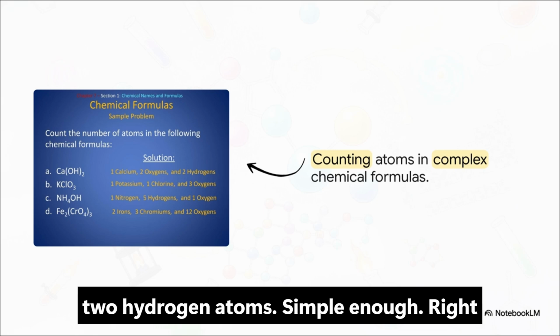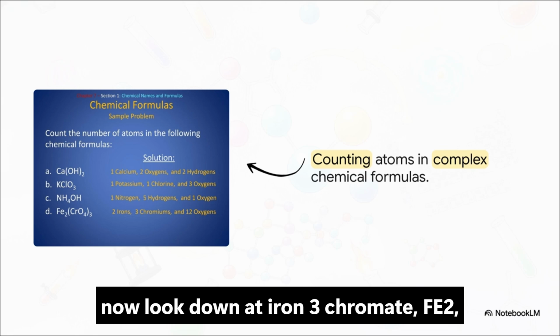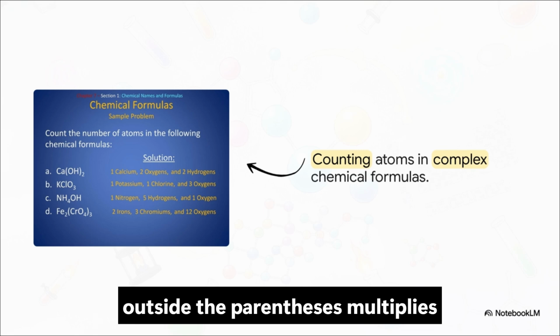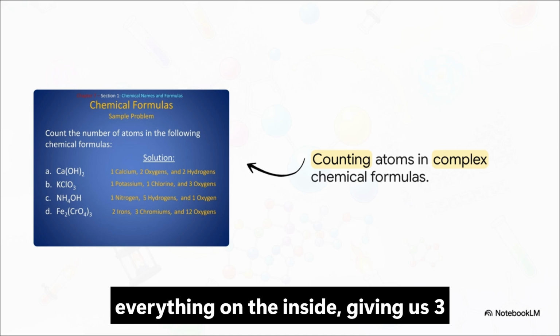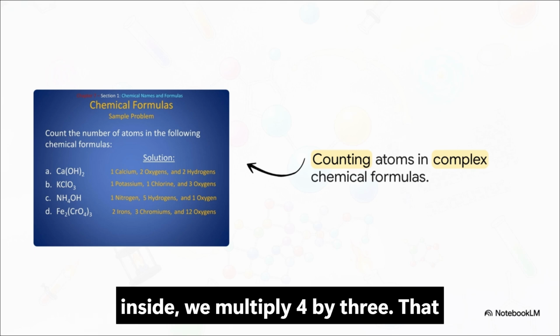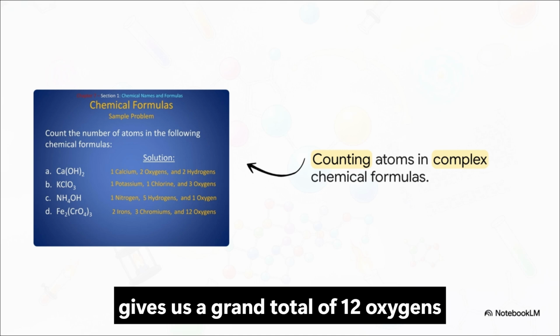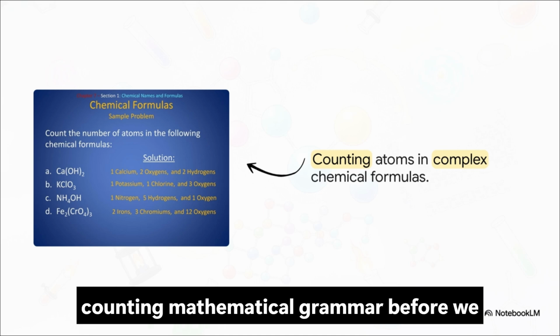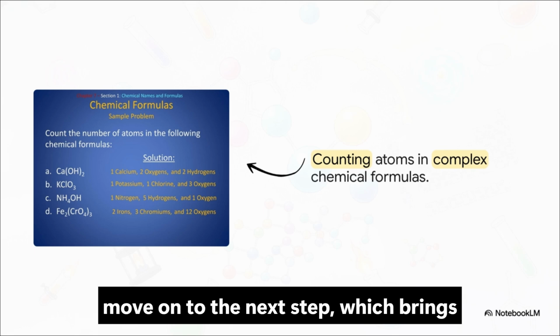Simple enough, right? Now look down at iron 3 chromate, Fe2(CrO4)3. We've got 2 irons. That 3 outside the parentheses multiplies everything on the inside, giving us 3 chromiums. And since oxygen already has a 4 inside, we multiply 4 by 3. That gives us a grand total of 12 oxygens. You really want to master this atom-counting mathematical grammar before we move on to the next step.